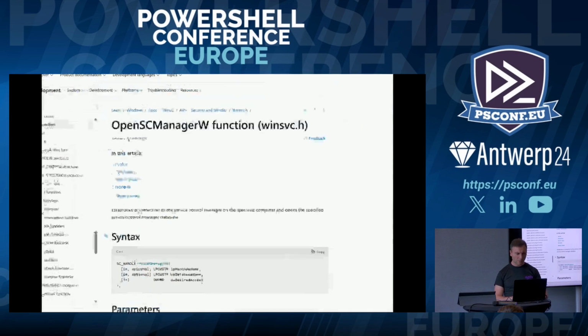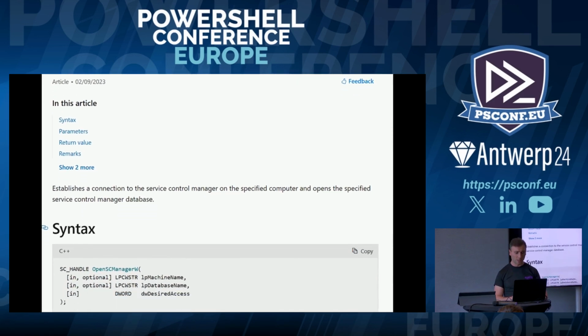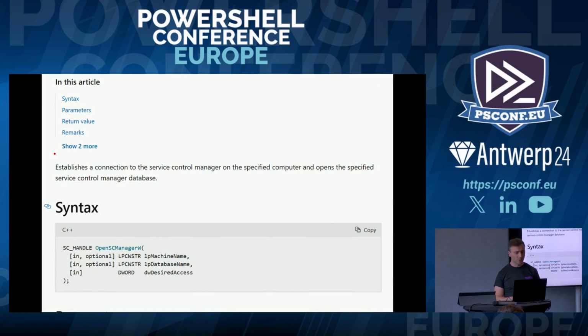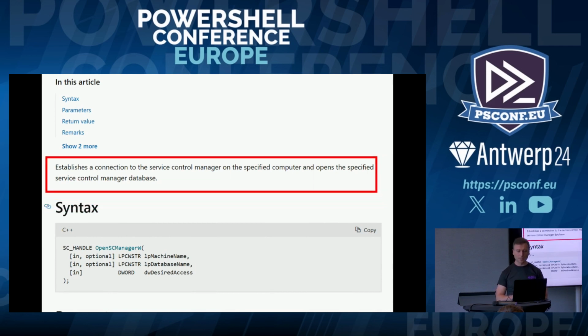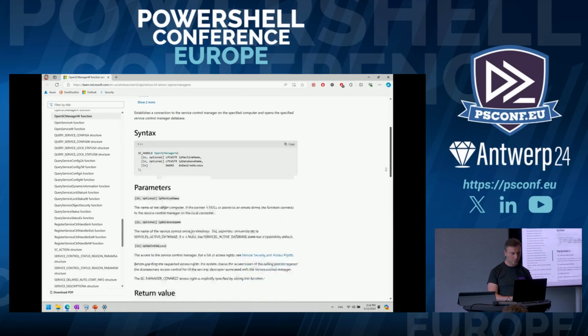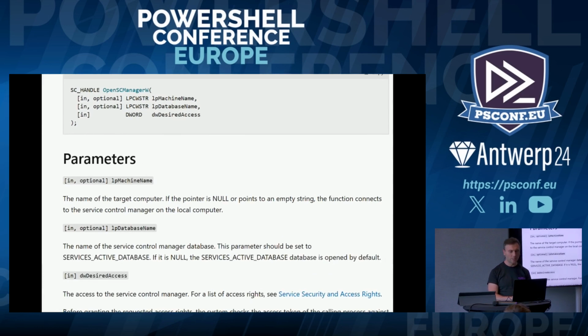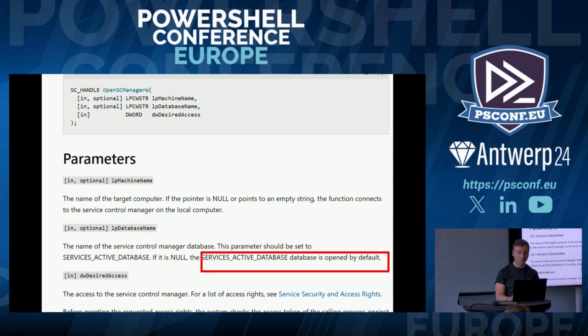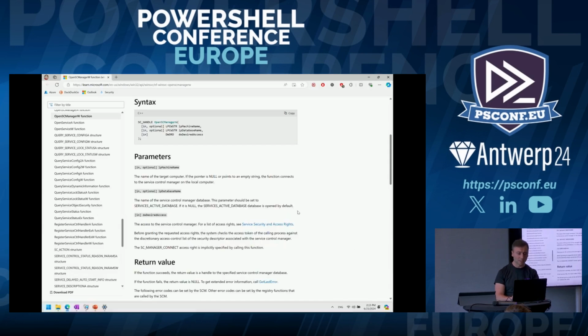So this OpenSCManagerW function establishes a connection to the Service Control Manager on the specified computer and opens the specified Service Control Manager database. If you look at the parameters, the first parameter is the machine name. So that's why the first time it was null. The second time it had web1. Then lpDatabaseName, which just null is okay. It just means the ServicesActive database, which is here by default, so we don't need to change anything.